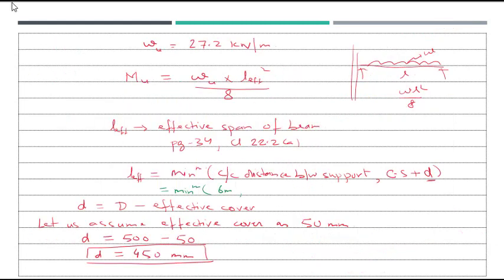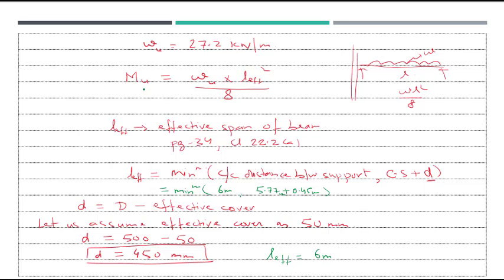So here, clear span is 5.77 and effective depth is 450 mm, that is 0.45 meter. So your effective span will be how much? It will be, of course, 6 meter. Okay, so the effective span is 6 meter.